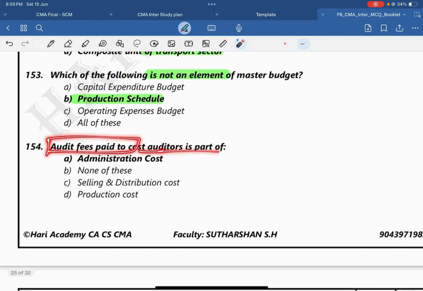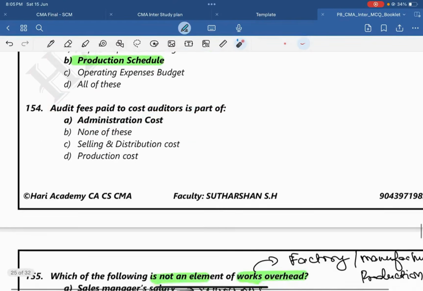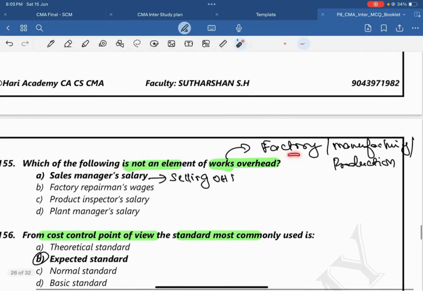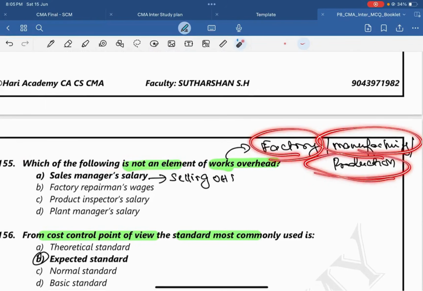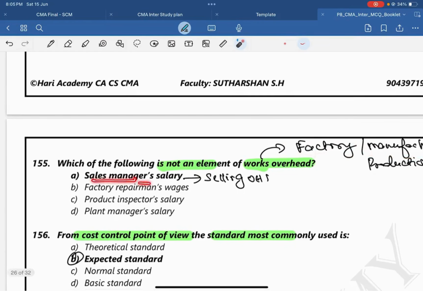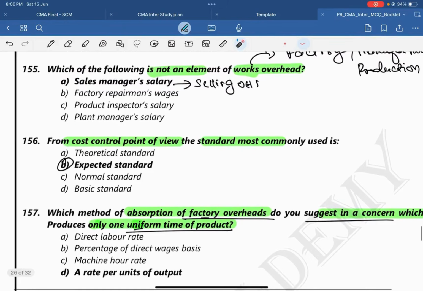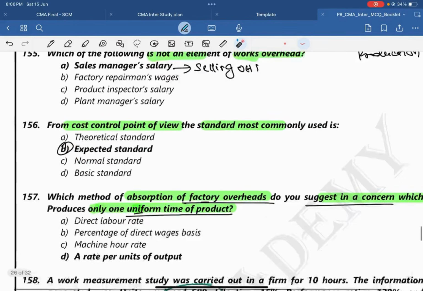Then 154. Audit fees paid to cost auditors, as we already saw, is an administration cost. 155. Which of the following is not an element of works overhead? Works overhead is also known as factory overhead, manufacturing overhead, production overhead. So sales manager salary comes under selling overhead. So option A itself is my answer. 156. From the cost control point of view, the standard most commonly used is expected standard. We will set some standards and based on that we will be able to control the cost. That is known as expected standard.